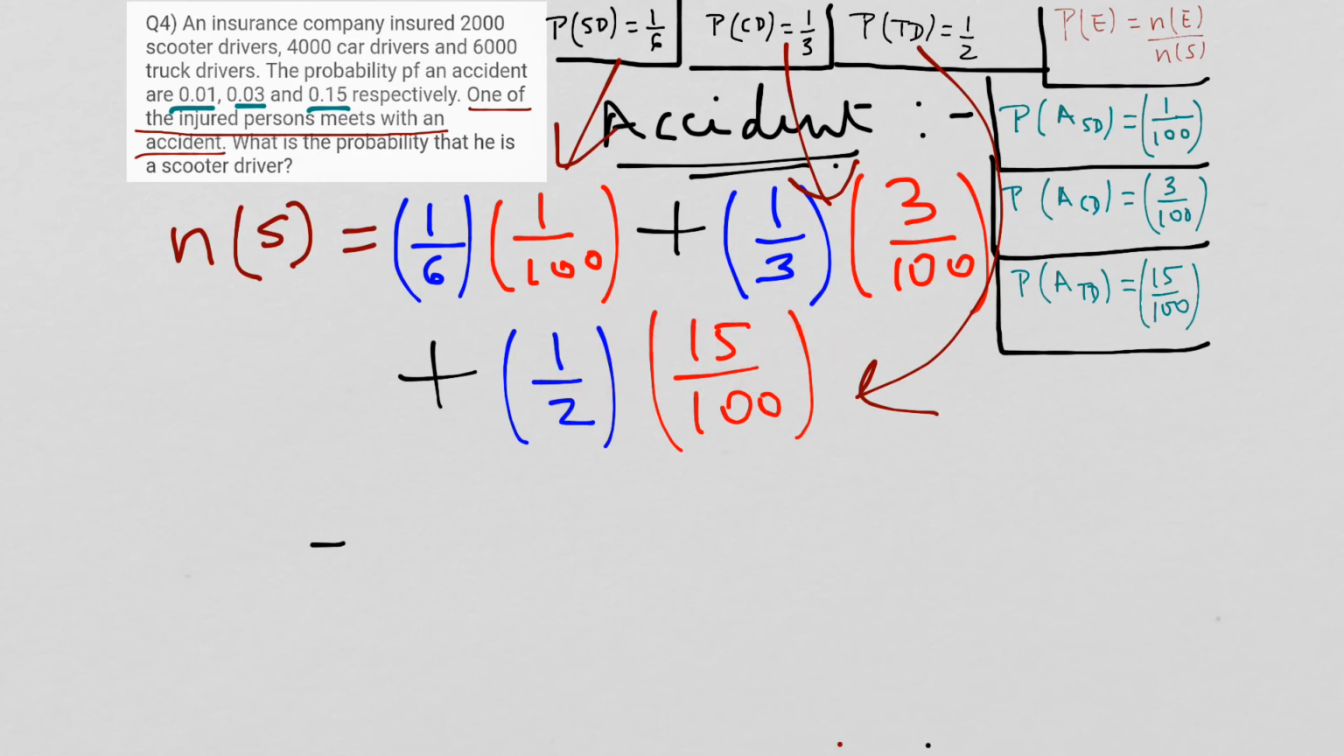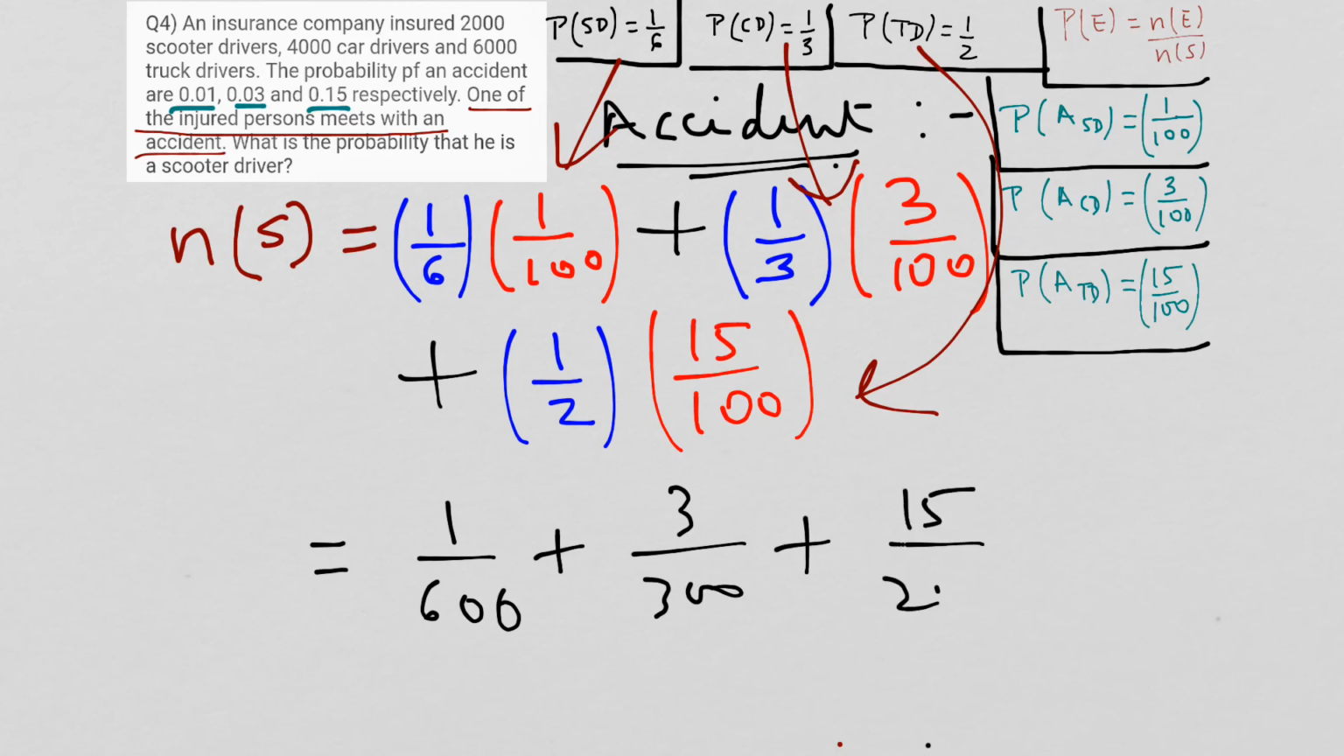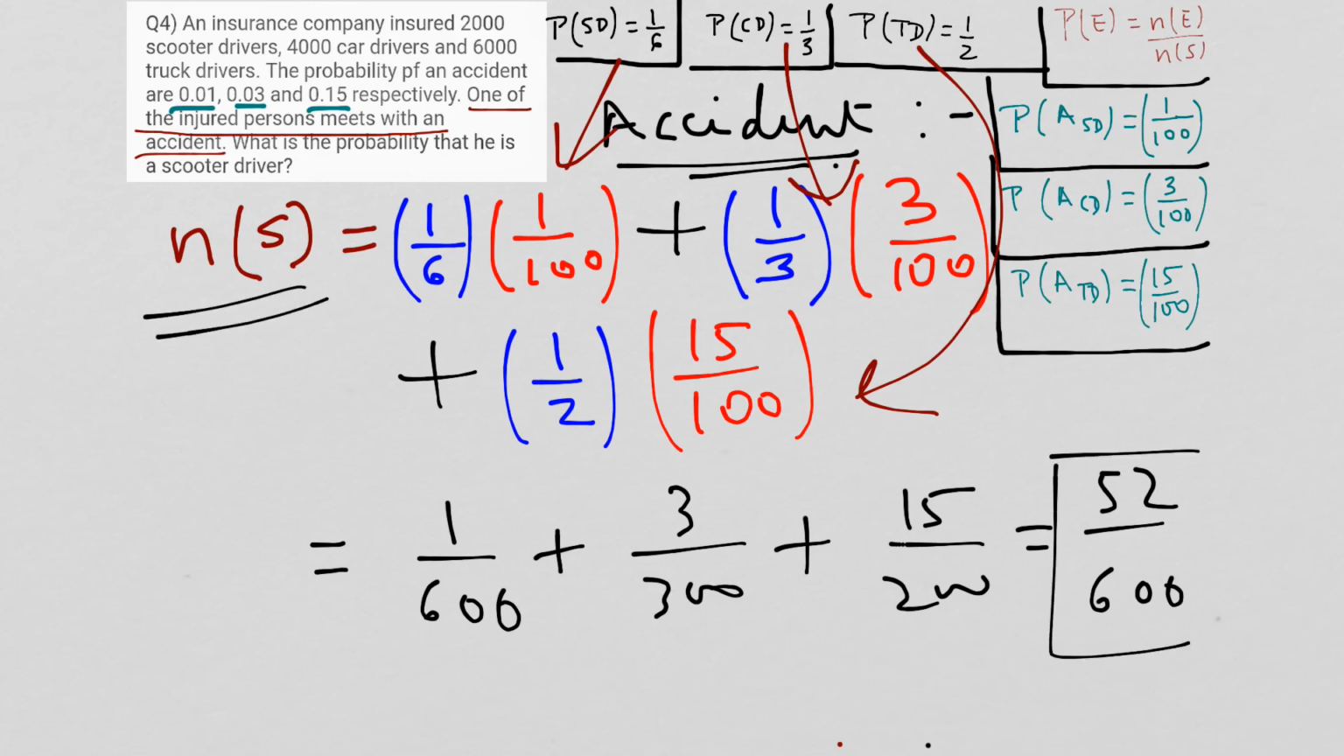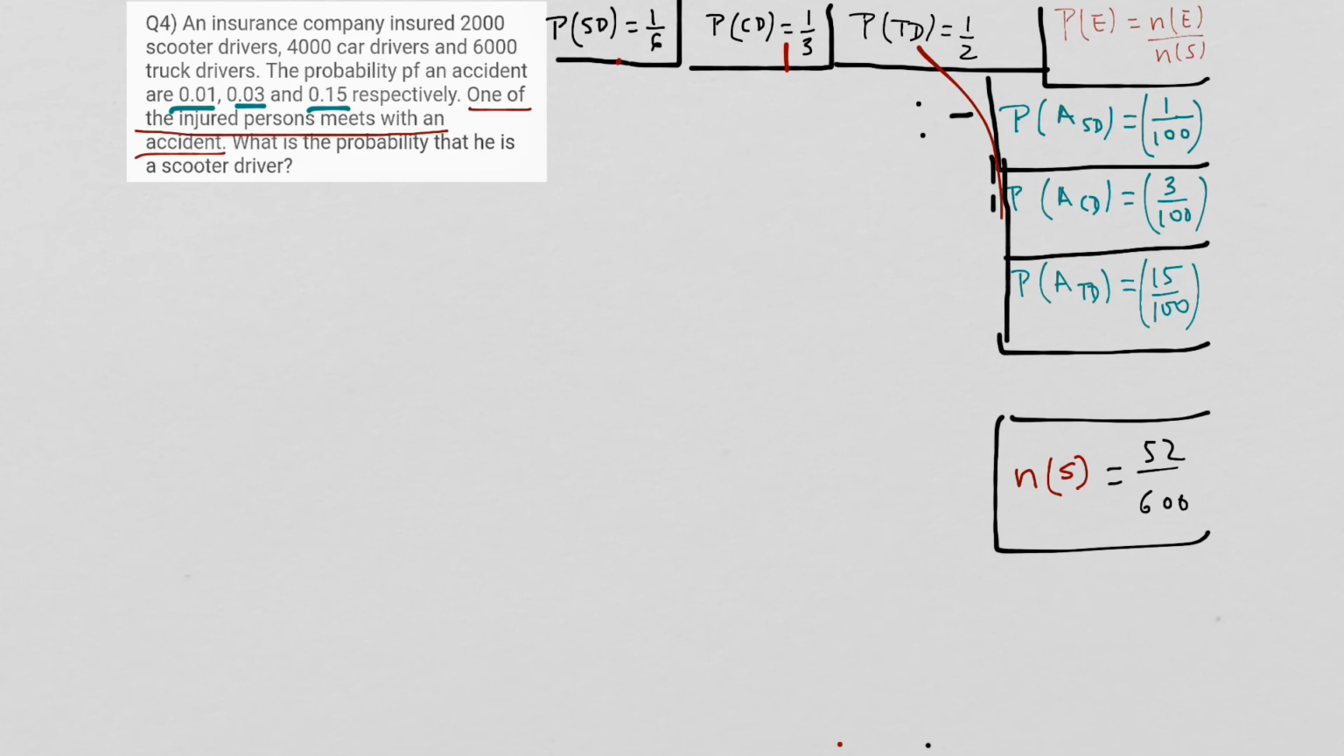So this equals 1 upon 600 plus 3 upon 300 plus 15 upon 200. Taking the common denominator as 600, the answer is 52 upon 600 for NS. So NS is 52 upon 600. Now that NS has been taken care of, we are left with NE.